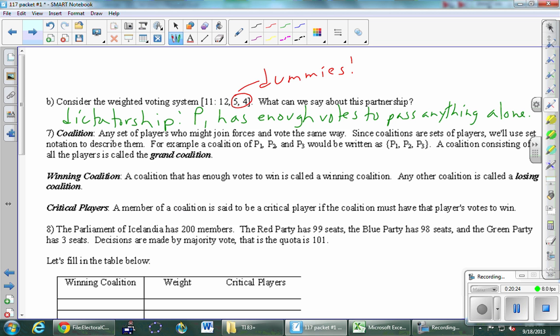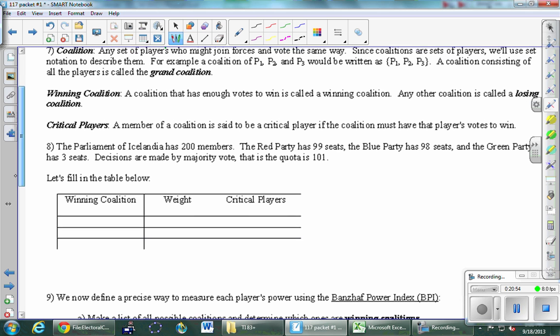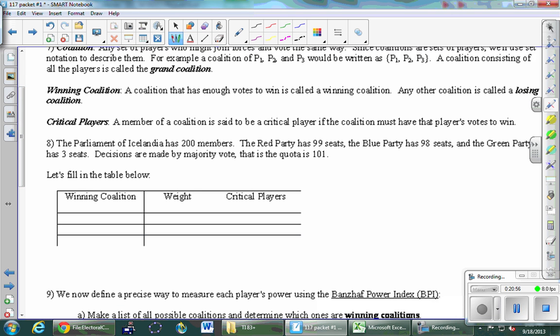A winning coalition is a coalition that has enough votes to win. Any coalition that has enough votes to win is called a winning coalition. Any other coalition is a losing coalition. One more vocabulary phrase and then we'll actually start playing with some numbers. Mary, critical players? Yeah. So we're going to talk about all these words in this example, but the vocabulary is up there. We can look at it again. Casey, number 8, please.